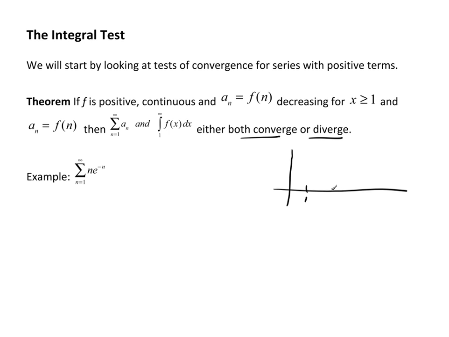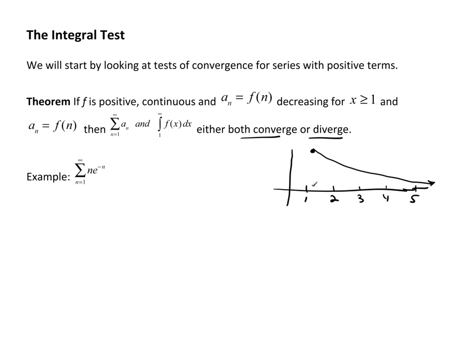So, let's see, I have 1, 2, 3, 4, 5. That's enough to get us the idea. Let's say this is f(x). f(x) starts right here, and it's a continuous function. And obviously, asymptotically, it has to go to 0, or else if I were to integrate this, I'm not going to end up with a finite number.